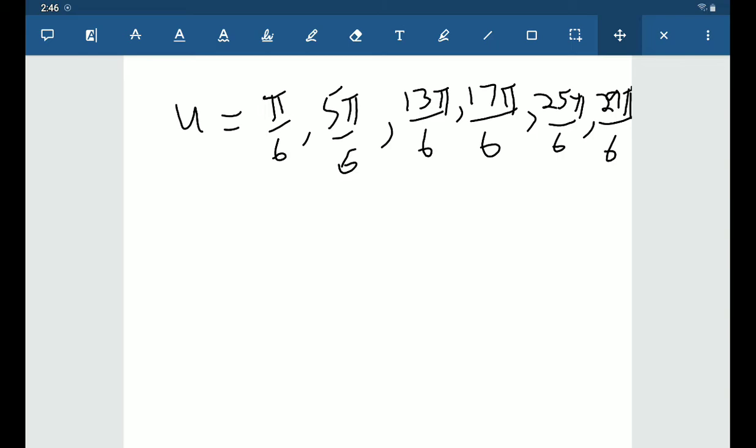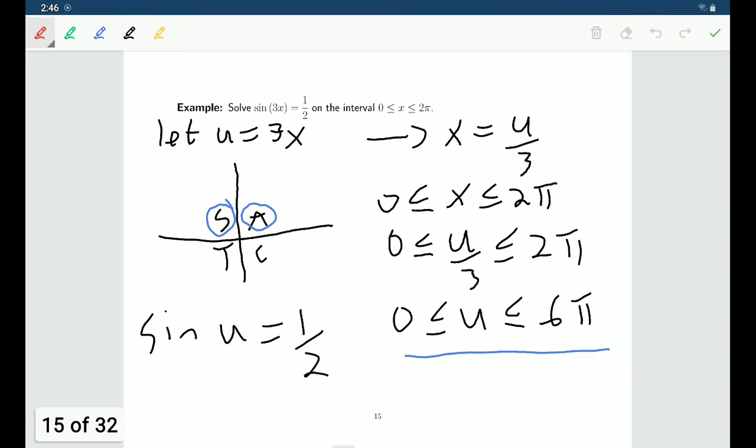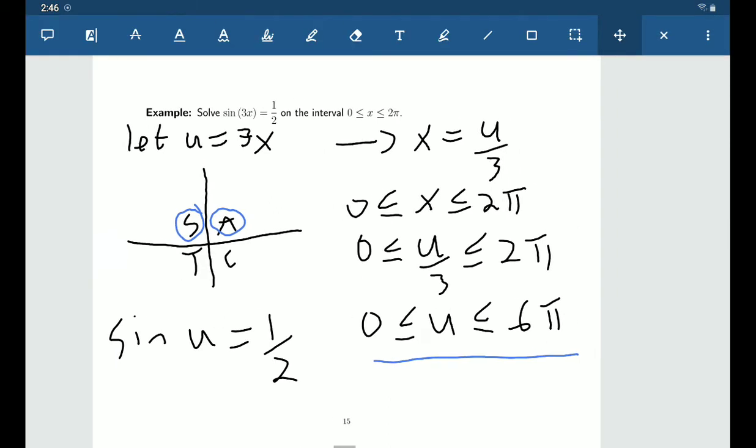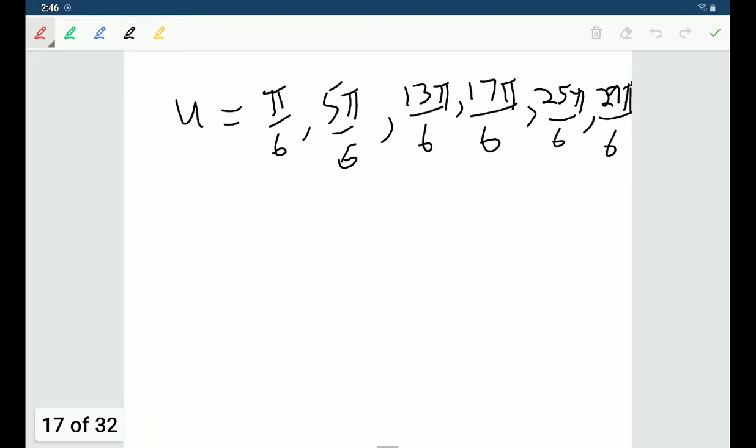Now, those are our angles in terms of u, but of course that's not the answer that we're looking for. We're looking for angles in terms of x, and this is where we go back and remind ourselves that u is the same thing as 3x. So that means that instead of saying u is equal to all of those angles, I can say that 3x is equal to all of those angles.